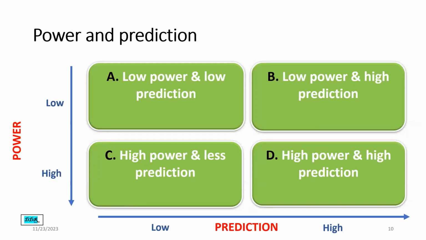Groups in category C have high power and low prediction. So they have high power to influence, and we can take agreement about the project. And people or groups in category D have high power and high prediction. So they can manage the project well.